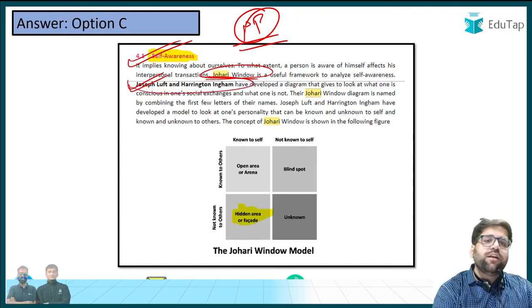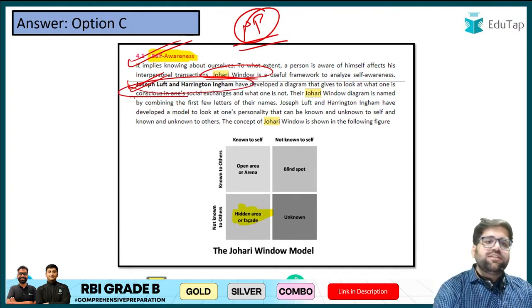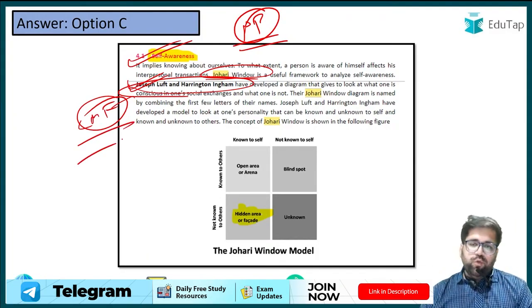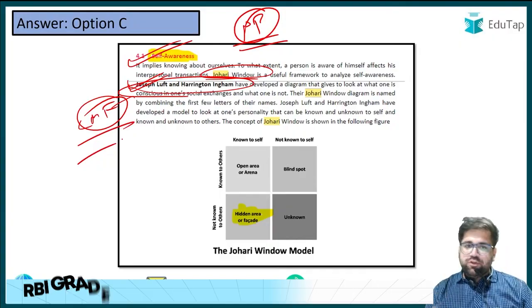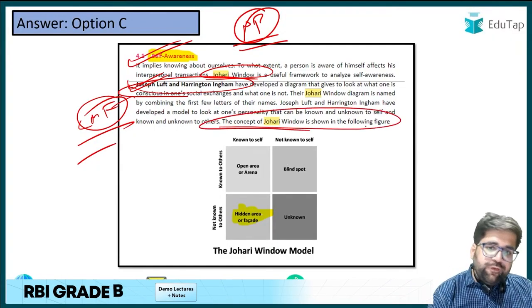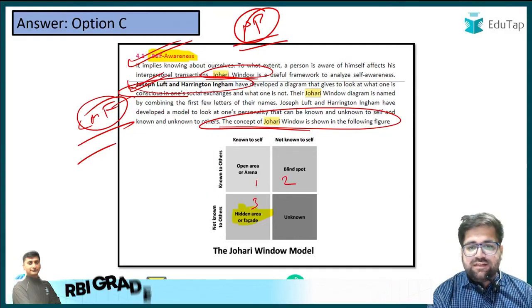This is very important, again. If RBI is asking you a question on the Johari Window, then this is a very low hanging fruit for you. You can just grab a 1 mark or 2 mark question in less than 20 seconds. So again, the concept of the Johari Window is given in the following figure. If you see, the Johari Window has 4 quadrants. This is the first, this is the second, and this is the third and fourth.